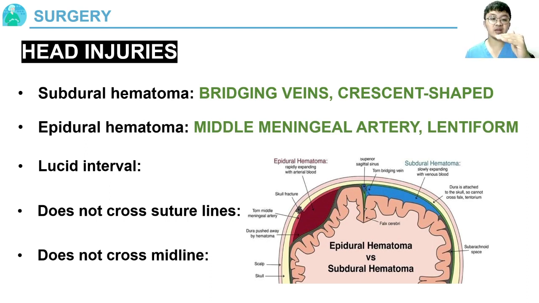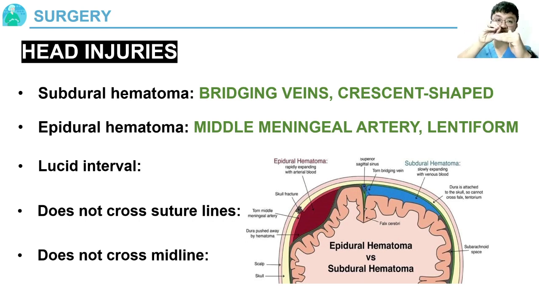So the defining point there is their location in relation to the dura. If it's above the dura, you call that an epidural. If it's below the dura, you call that a subdural hematoma. Right? So above the dura, you have bone. Below the dura, you have brain tissue. So dura, above you have bone.